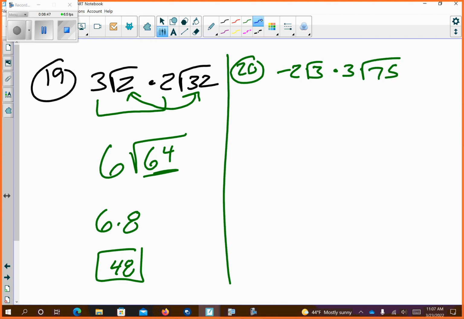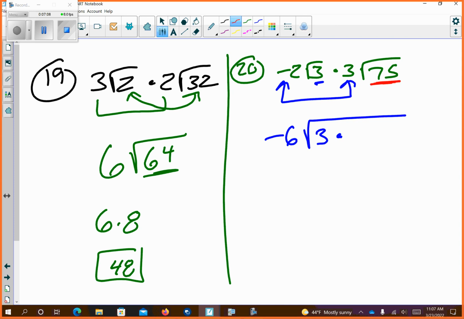Okay, so far on this one, I know I'm going to get a negative 6. Now on this one, if I multiply 3 and 75 together, I get kind of a big number. I don't know if I want that big number or not. So let's bring this 3 down here. Can I break 75 down to the biggest perfect square that works with 75? 25. So 25 times 3.